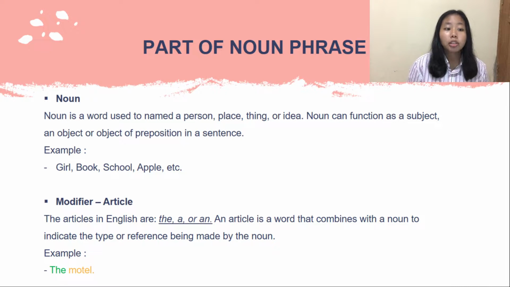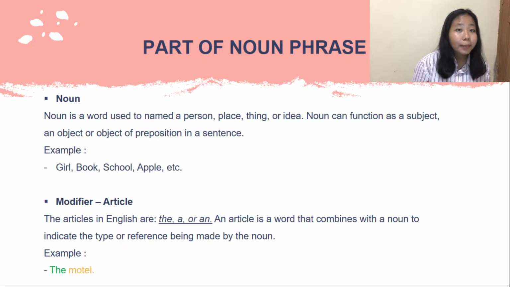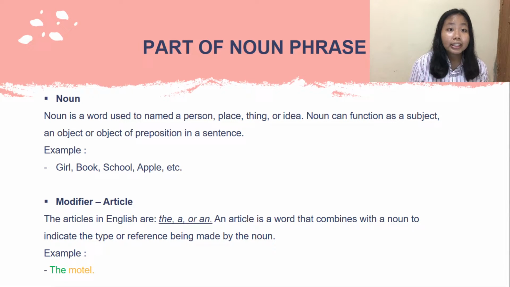Okay, the second part of noun phrase is modifier article. As we know, in English there are 3 articles, such as an, a, and the. An article is the word that combines with a noun to indicate the type or reference being made by the noun. The example of article here is the motel. As you can see, the green word "the" is an article, and the yellow word "motel" is a noun.